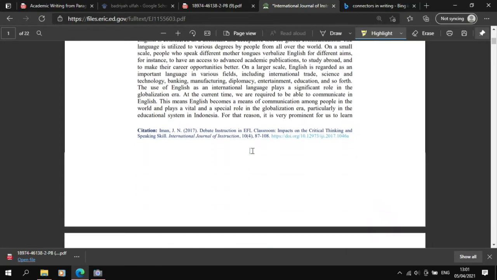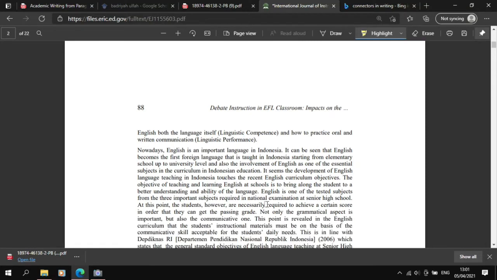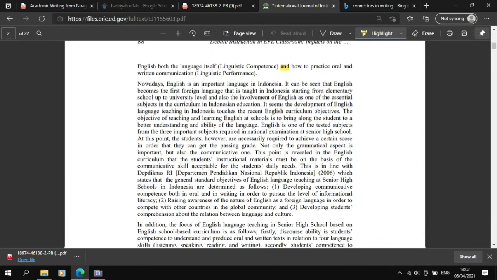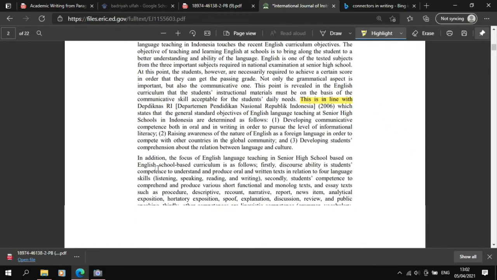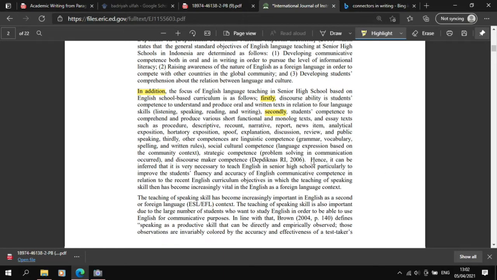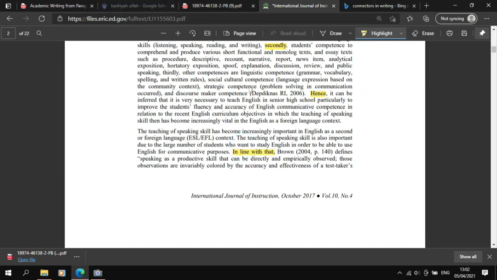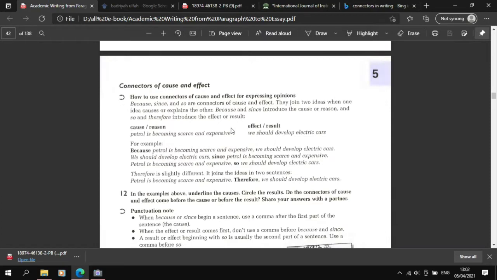Can you check the connectors here? Another one, okay. Can you find it? Yeah, of course, and we have this is in line with, this is actually also in line with, sejalan dengan Depdiknas, yang mengatakan bahwa. Mostly Mr. Jaya uses the words in addition. This one firstly, secondly, okay, we also have hence here. So okay, in line with that. You can find a lot of connectors.